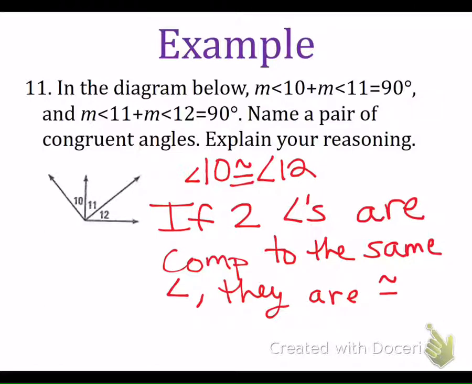All right, so very similar to the last one, except in this scenario, they're not supplementary. They're complementary because they add to 90. So since they both add to 90 with angle 11, they have to be congruent to each other. So angle 10 is congruent to angle 12. And our reason is that theorem we just wrote down. If two angles are complementary to the same angle, they're congruent to each other. Any questions?